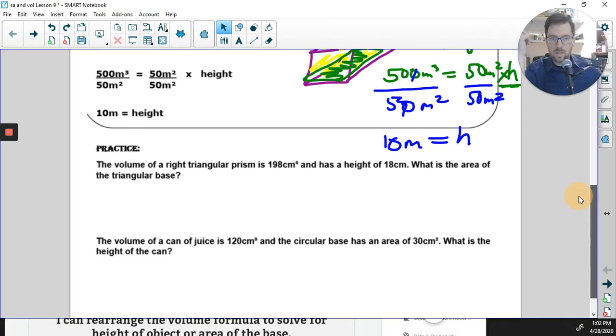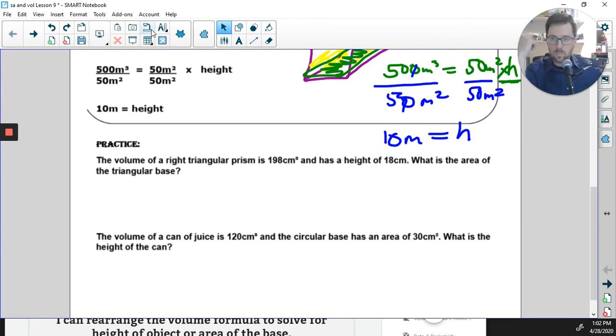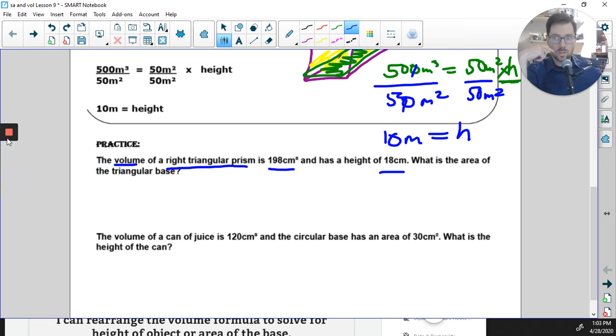Okay, let's take a look at this one. The volume of a right triangular prism is 198 centimeters cubed and it has a height of 18. What is the area of the triangular base? Oh, interesting. We've got to pause for a second and look back on this.